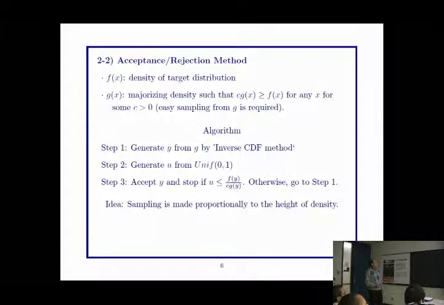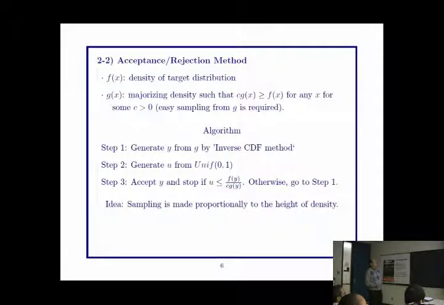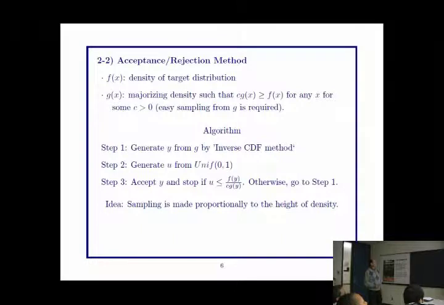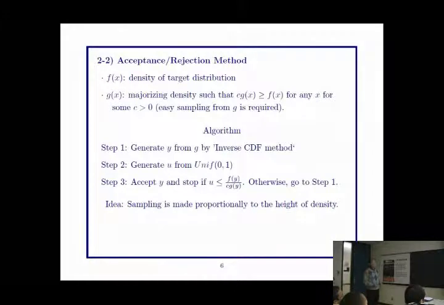So first we generate Y from this G, probably using the inverse CDF. And then we generate U from the uniform distribution. You compare this ratio, and if this is satisfied, then you accept this Y as a sample value, sample data from F. Otherwise, you just discard it, and then you go to step 1. You keep doing this. Okay? Now, it looks very strange because this Y is from G, but you are going to use this value as a sample value from F.